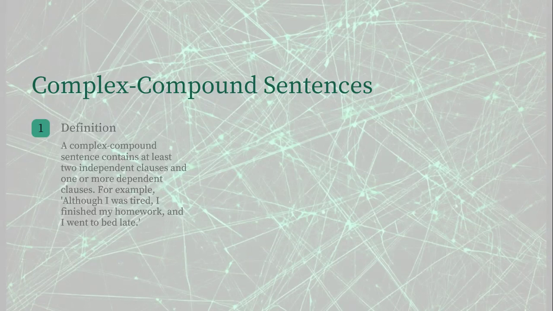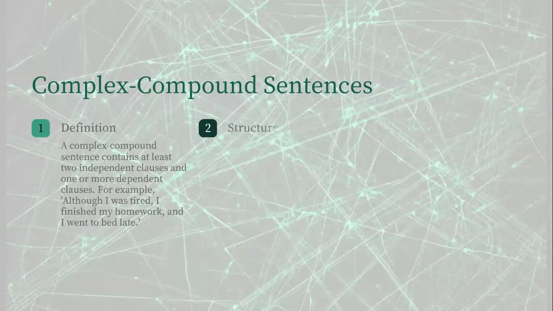As you can see on my screen, I have used a comma, and this comma is being used to separate out the clauses. Although I was tired, the first clause, then I added a comma, and I introduced another clause, which is I finished my homework. Then before adding the conjunction, I added a comma again and I added the last clause. So the only difference that sets a complex compound sentence apart from compound sentences or complex sentences is the number of clauses that are being used to compose an effective complex compound sentence.